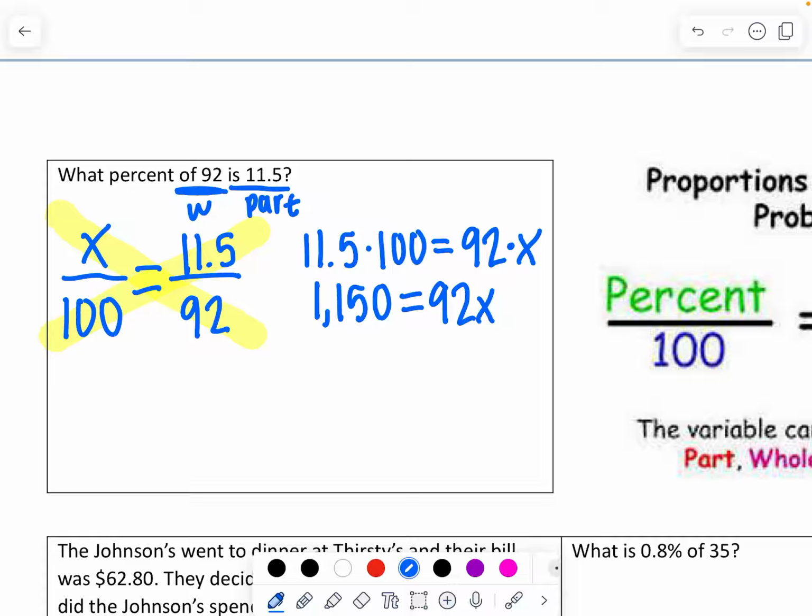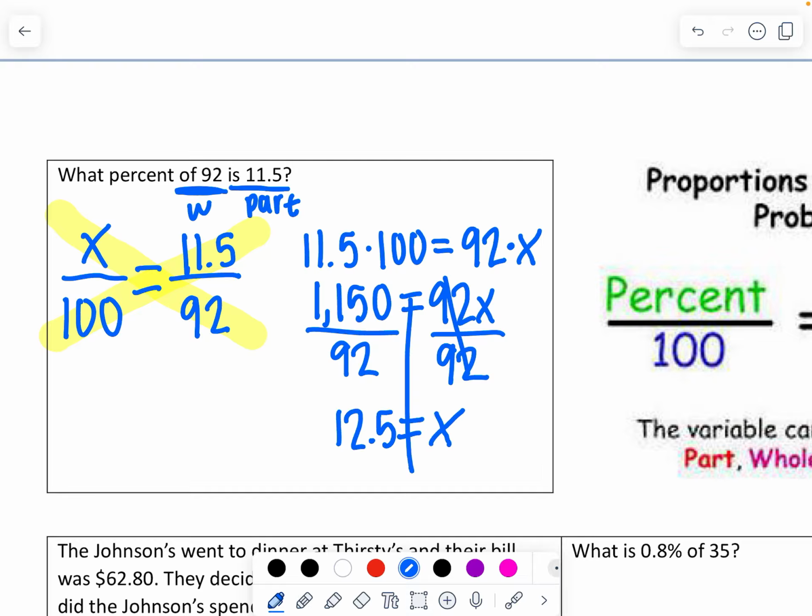And then you solve it by dividing. So remember, we always multiply and then we divide. So I would draw my line, and I'm going to divide both sides by 92. So you would have 1,150 divided by 92. Go ahead and put that in your calculator. And you would get 12.5 equals X. Okay.